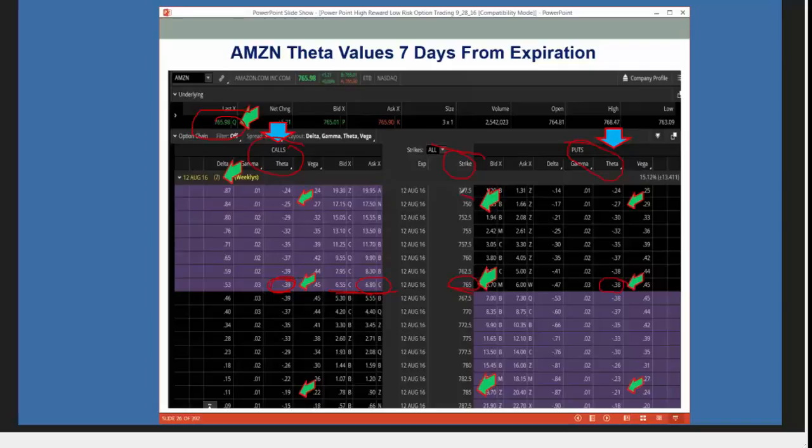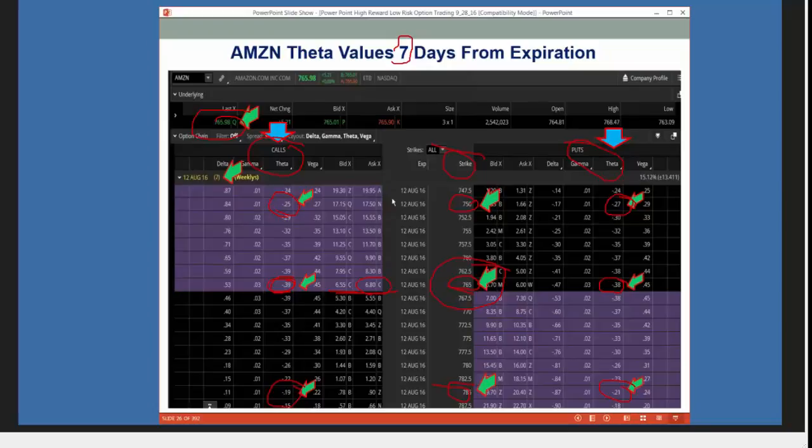So at the money, it's the greatest, and here's the theta decay for the put side. Now, as you go deeper in the money, say the 750 here, you can see that that theta value is less, so less time decay, and the put side less. Now, as you go out of the money, 785, you can see the theta value is less, and on the put side, it's less. So the biggest impact is right there at the money, and it's greater the closer you get to expiration. So the next slide I'll show you when you're further out.